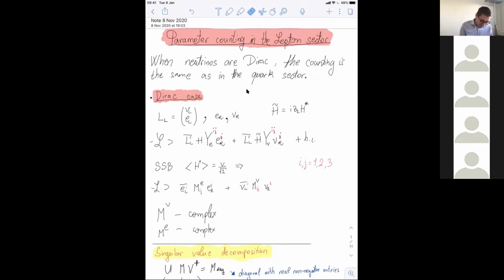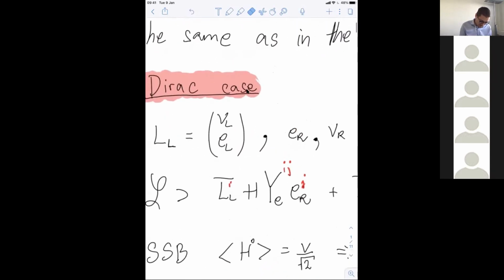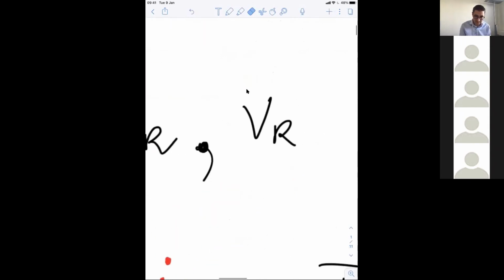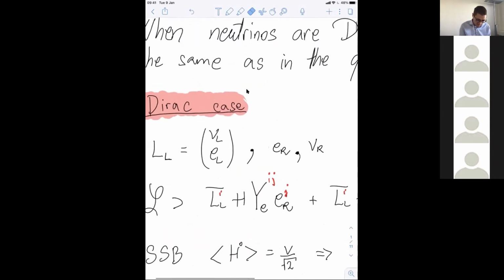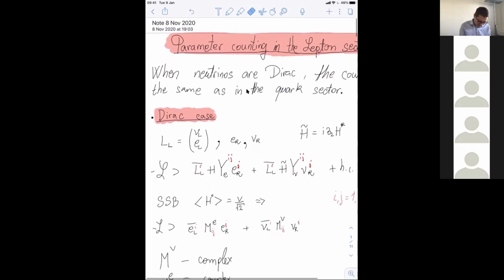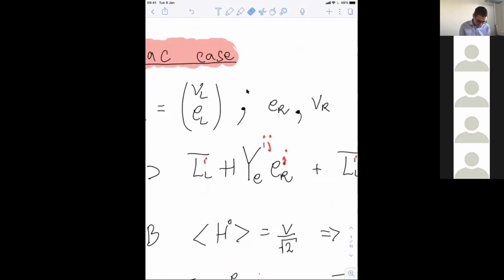So let's do the parameter counting in the lepton sector, and first assume that neutrinos are Dirac. So in particular, we have a right-handed neutrino. So there is a left-handed lepton doublet, there is a right-handed electron, and a right-handed neutrino. All right, so the Yukawa Lagrangian is given by this line.